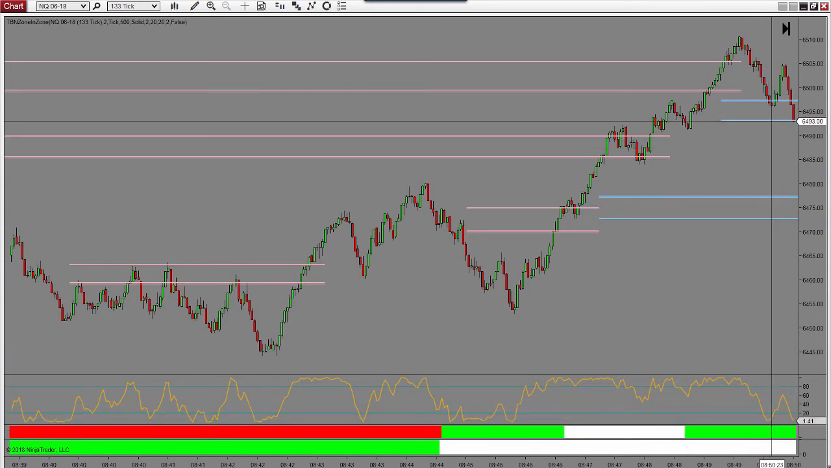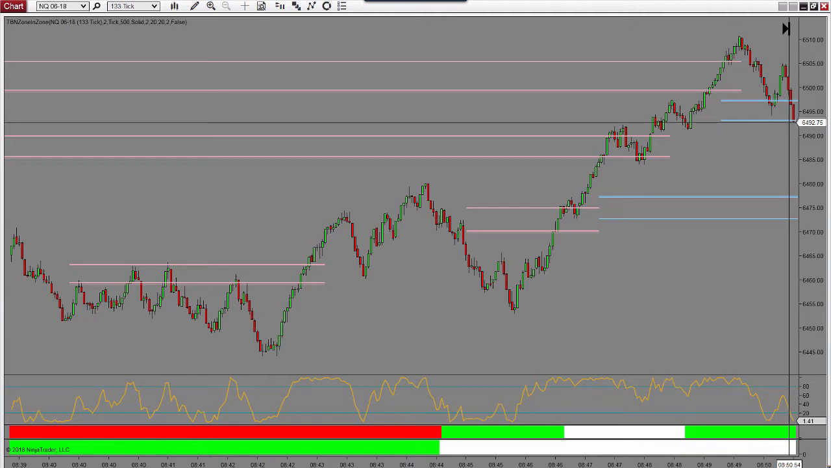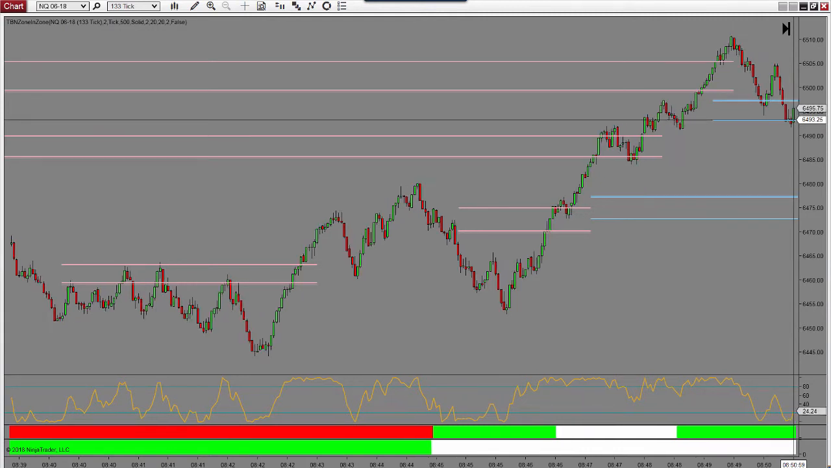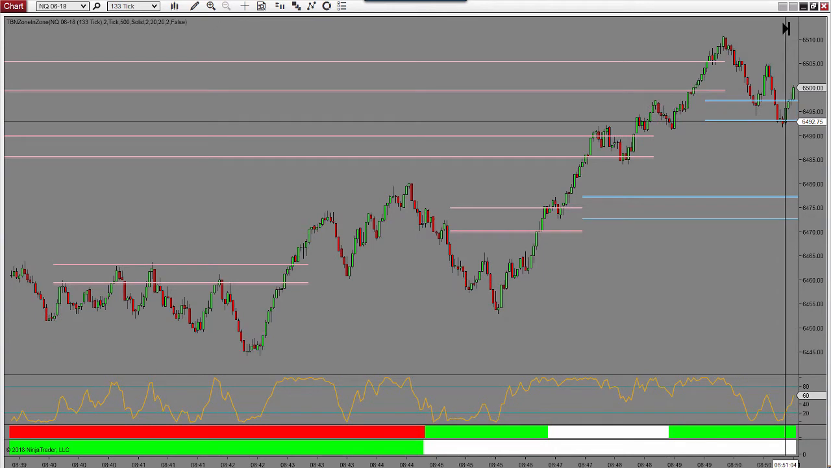So if we look at our stochastic right here, it's at 12.12. Right here, there's no divergence. Okay. Now, you're going to see something very subtle, and this is exactly how I'm going to program this trade.